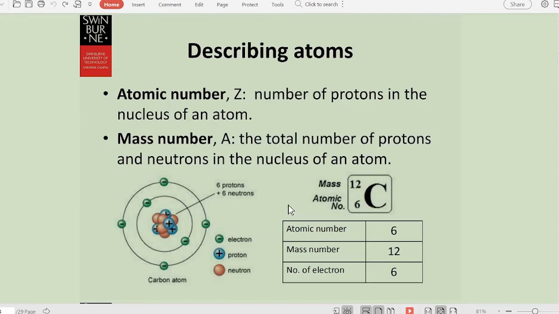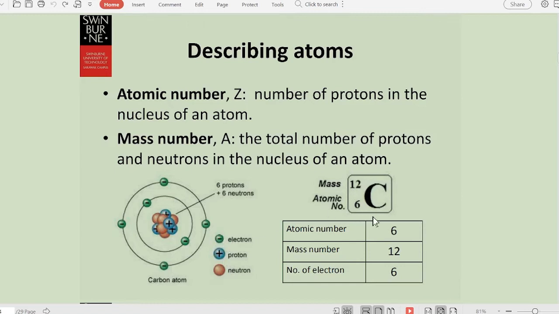Okay, so for this carbon, we see it has a mass number of 12 and an atomic number of 6. That means it has 6 protons. Protons are positively charged and electrons are negatively charged, so if the atom is neutral in charge, it has an equal number of protons and electrons, because they cancel each other's charge.